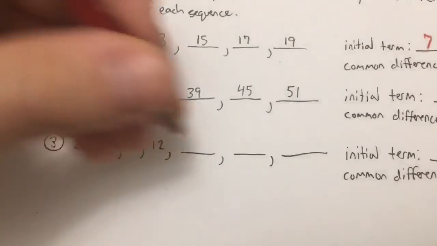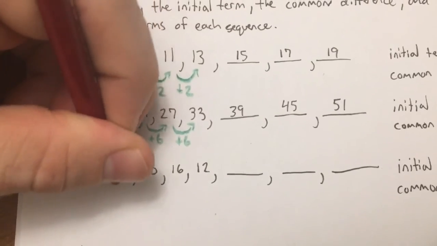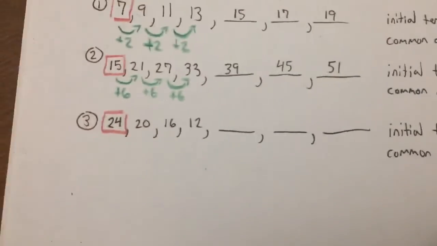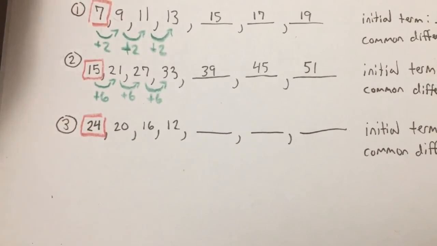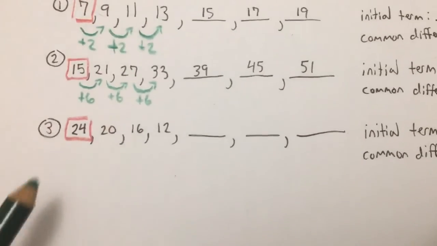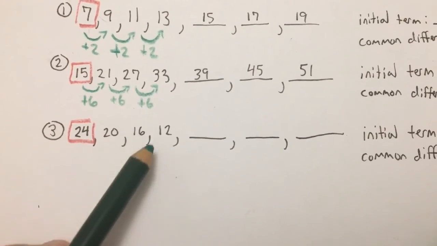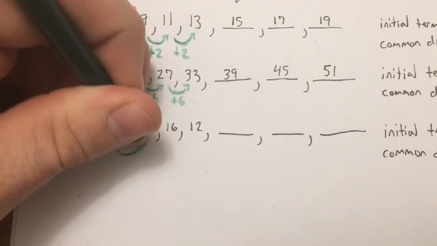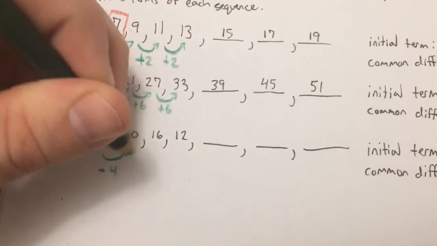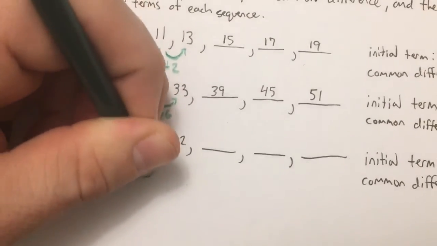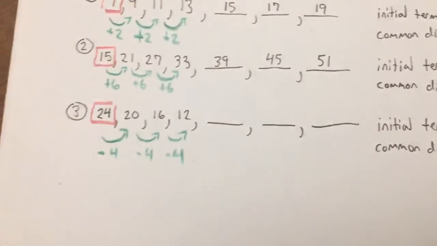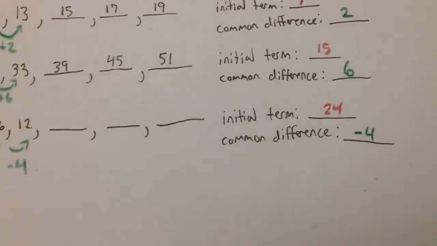So our initial term, again, would be 24. So there it is. In our common difference, oh look, this sequence is decreasing. How much is it decreasing by? Well, it looks like it's decreasing by 4. So the common difference is, we're adding a negative number to the pattern. So our common difference is negative 4.